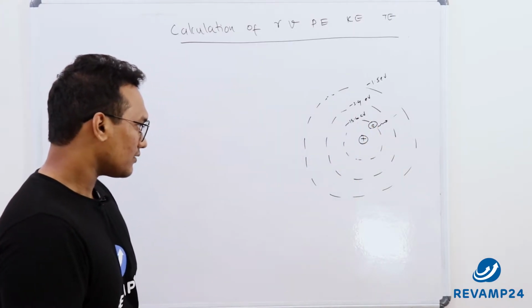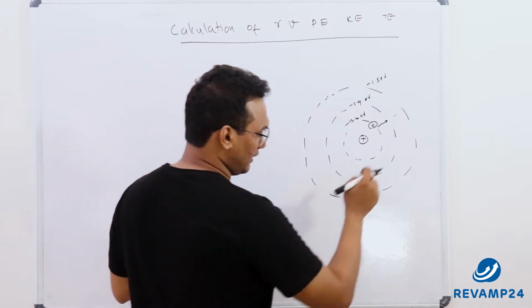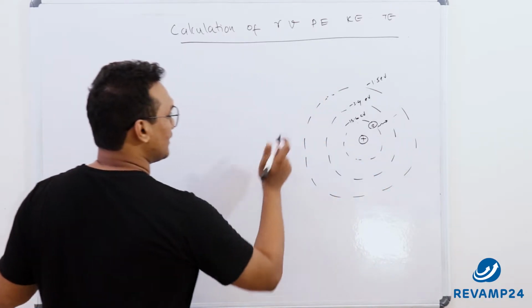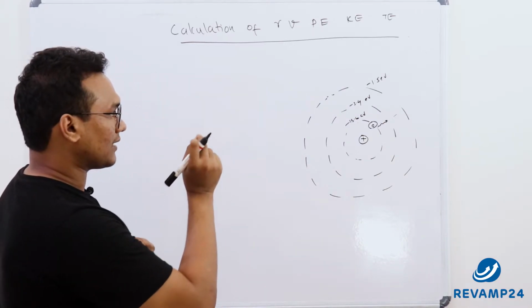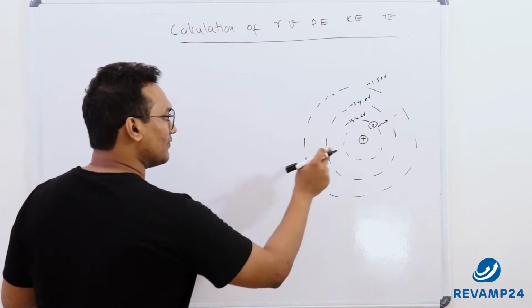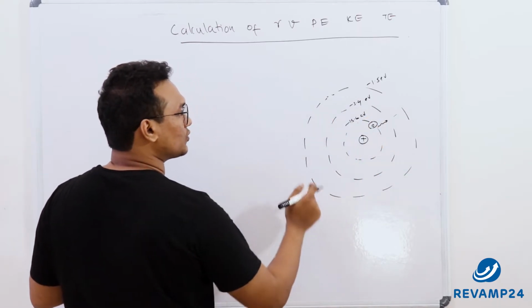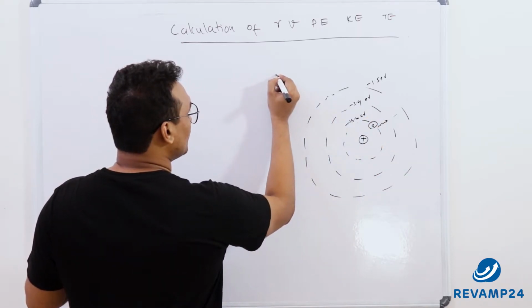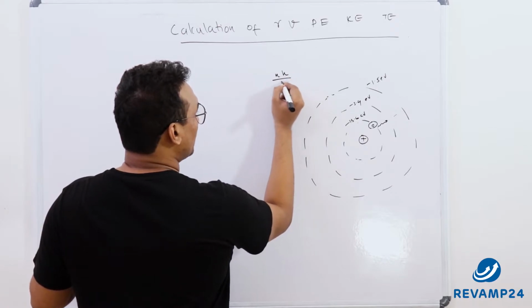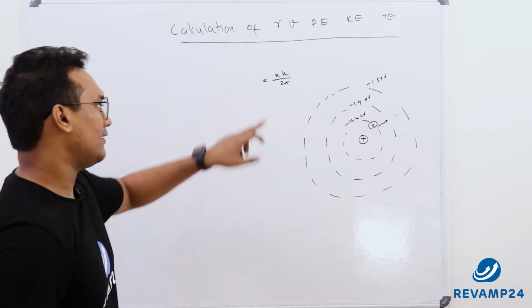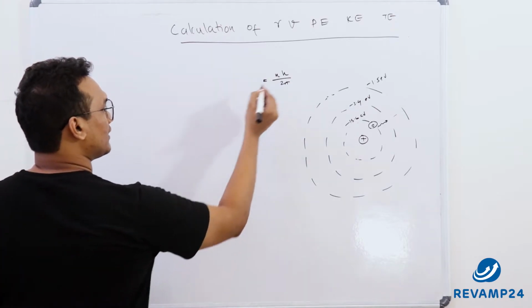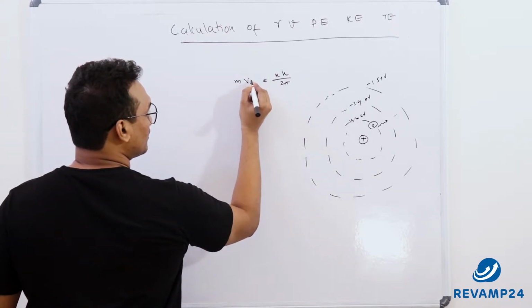Now, we have learned another important postulate: these orbits are constructed in such a way that when electrons are revolving in them, their angular momentum will be an integral multiple of h by 2 pi. The integral multiple means nh by 2 pi, where n is an integer. What is angular momentum? mvr.